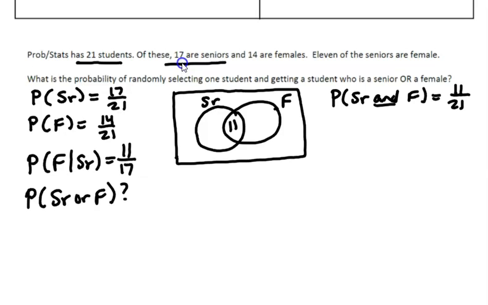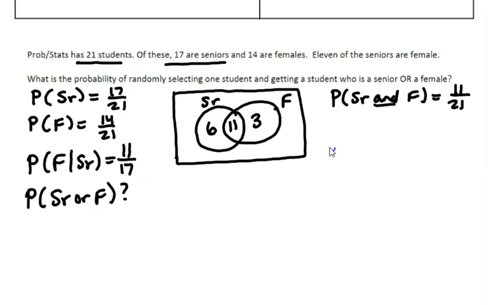Now, there are 17 seniors, so the circle has to contain 17 altogether, so the 6 that are left over, seniors who are not female, go in this part of the circle. So this tells me seniors but not female, seniors who are female, and these are females who are not seniors. So we have 14 females, 11 are seniors. That means we have 3 females who are not seniors.